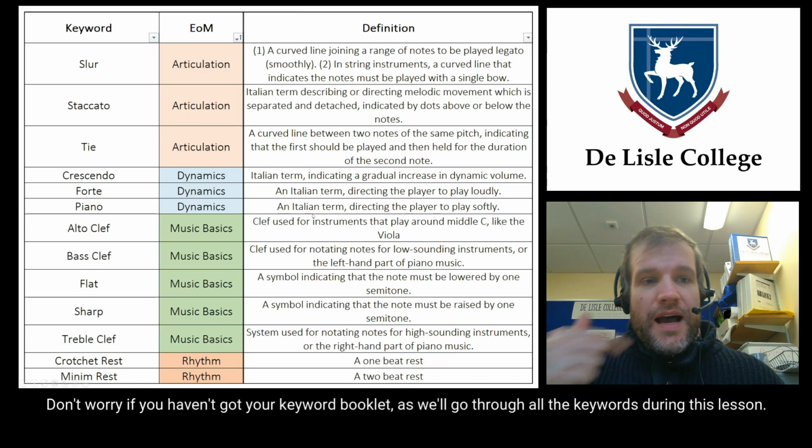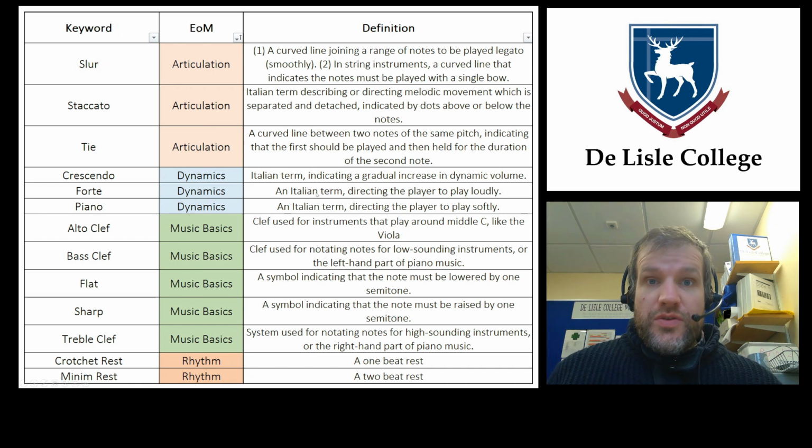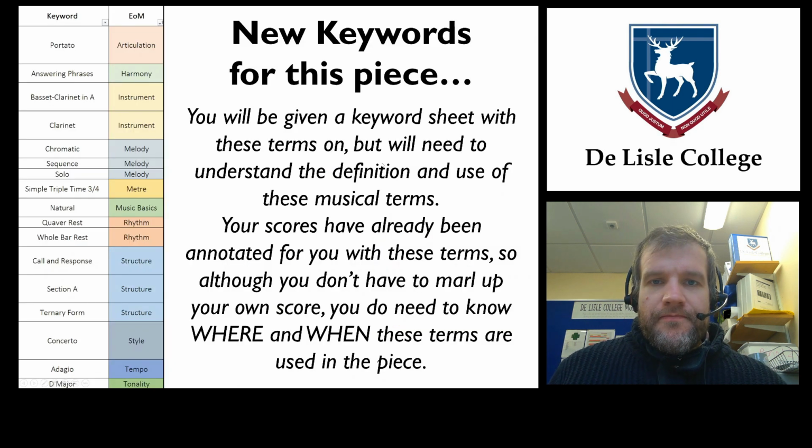Just to remind us, here are some of the previous keywords, and obviously you can pause this video at any time. Here's some of the previous keywords that we looked at and we used in the Joseph Bologna piece. We do have some new keywords. On the actual system, there is the keyword booklet and sheet and everything which you can access. Don't worry too much about having a keyword sheet at the moment. We will go through and be explaining what these keywords are, and more importantly, making sure you understand what these keywords sound like.